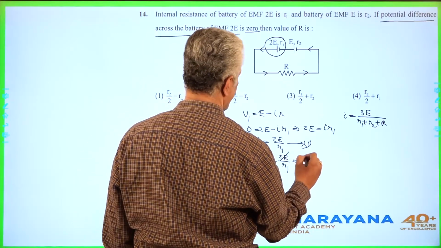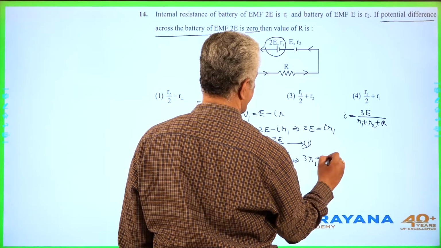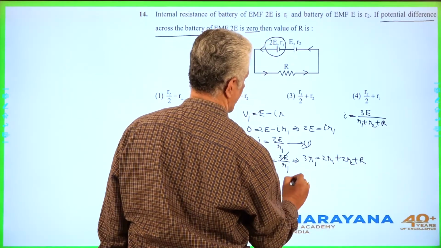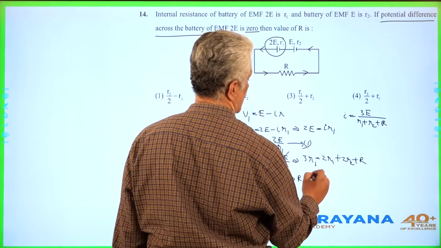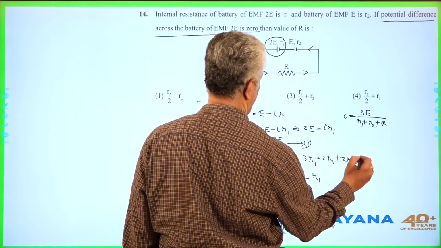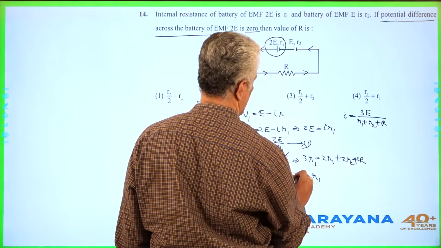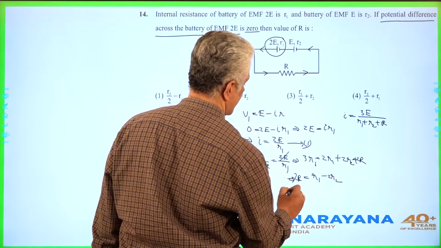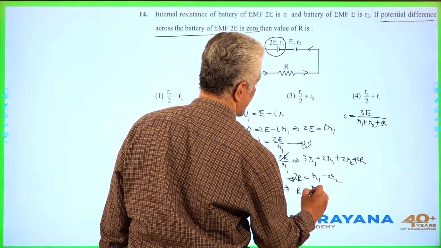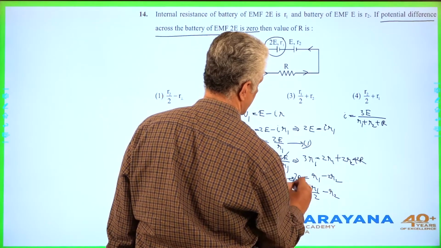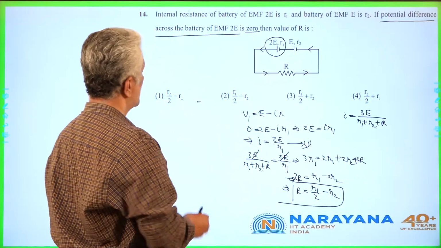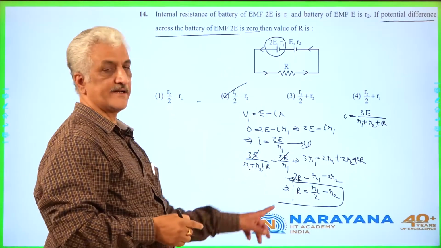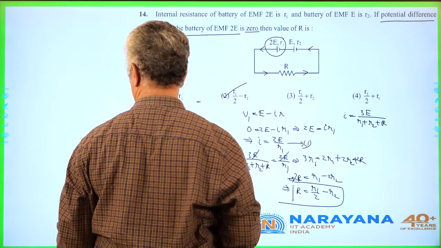Then 3R1 is 2R1 plus 2R2 plus capital R. Then naturally capital R becomes R1, okay, 2R will come, R1 minus 2R2. Then capital R becomes R1 by 2 minus R2. So R1 by 2 minus R2 is the second answer, correct, not the first one. Second answer correct. That is number 14.